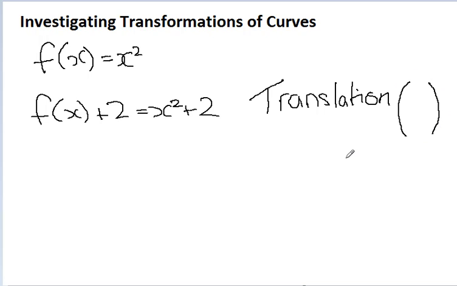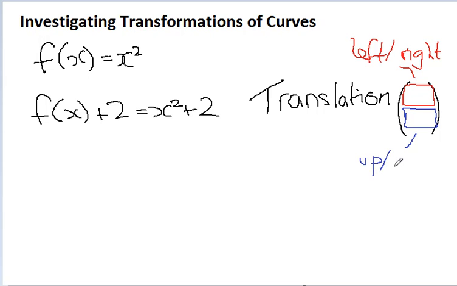And this particular vector has 2 components. The first component tells you how far the curve has moved left or right. And the second component tells you how far the curve has moved up or down. So in our case, the curve moved 2 up. It didn't move any left or right, so it moved no units left or right, and it moved 2 up.